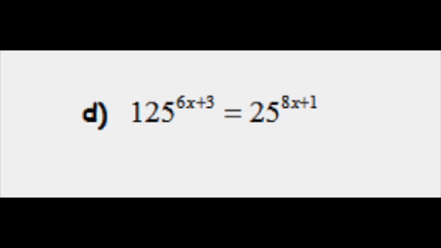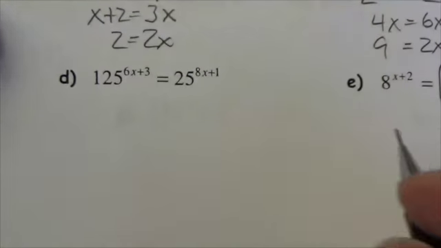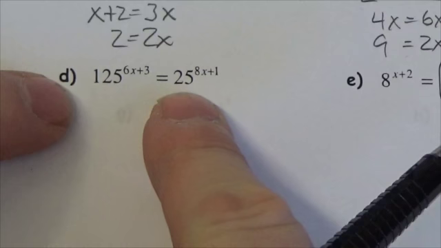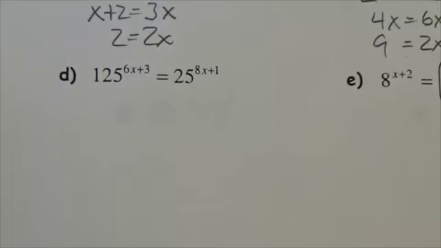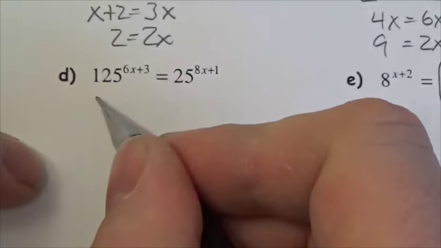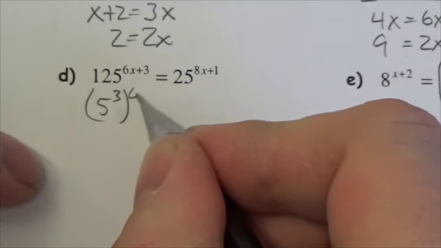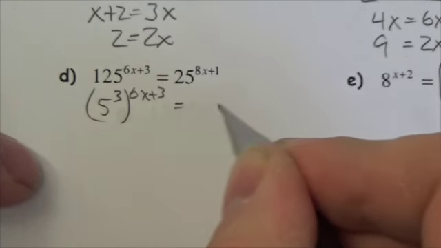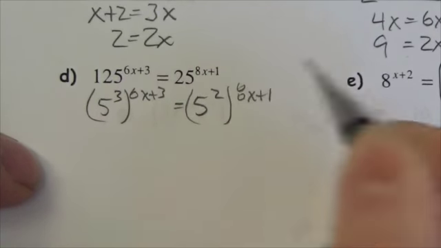125 to the 6x plus 3 equals 25 to the 8x plus 1. Okay, now here's a question. That's an example of one that's kind of a level up here. Compare 125 and 25 here. Notice that they're both powers of 5. They both have a common base of 5 here. 125 is going to be 5 cubed to the 6x plus 3. 25 will be 5 squared to the 8x plus 1.